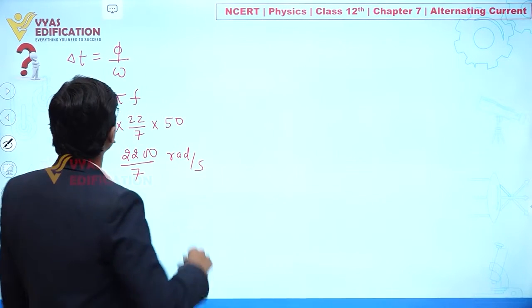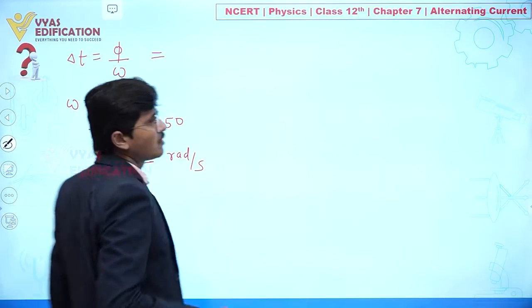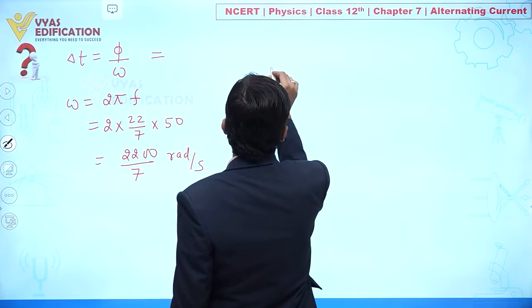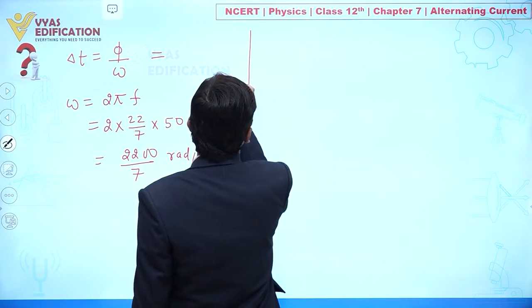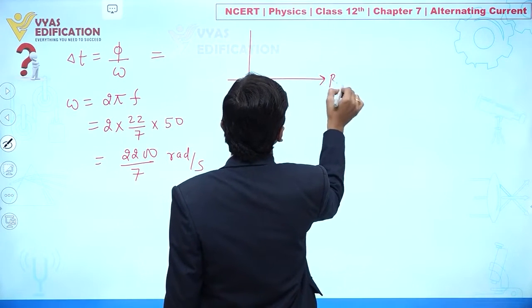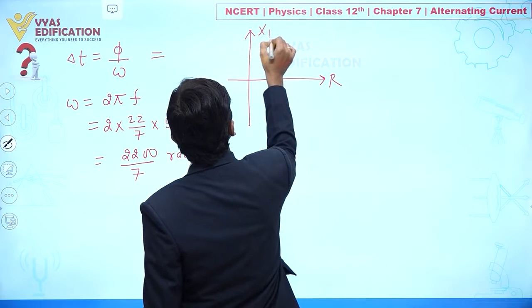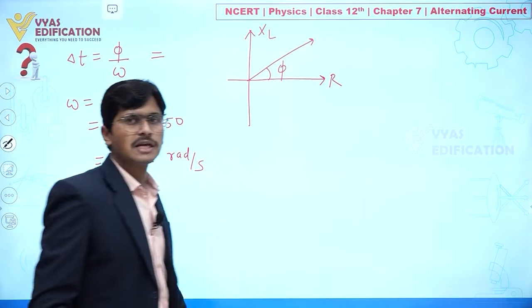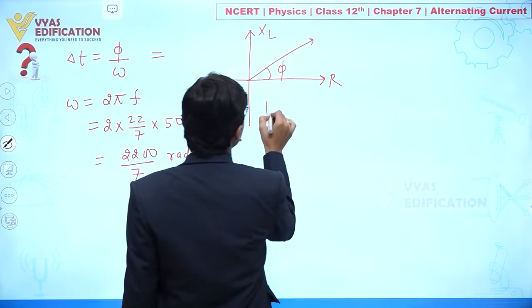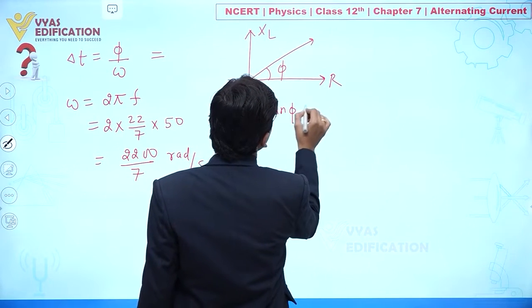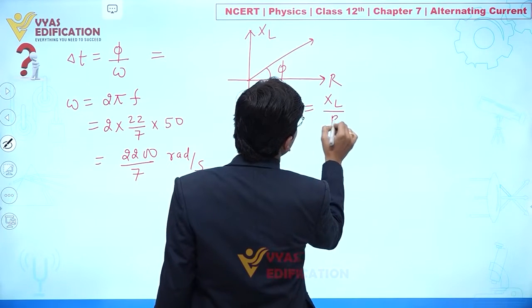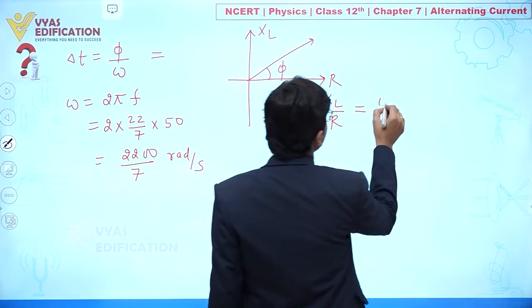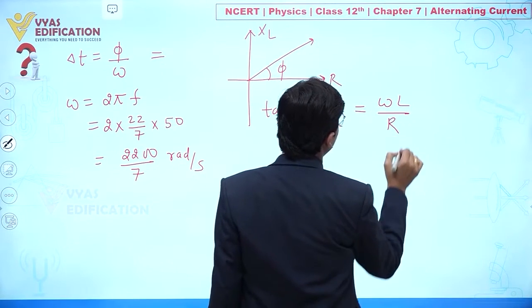Now we can find the phase difference. How will we find the phase difference? That is important. Let's suppose I again draw the impedance triangle. In the impedance triangle, this is R, this is XL, and in this direction we have the phase phi. So from here we can write tan phi is given by XL by R. What is the value of XL? XL is given by omega L, divided by R.